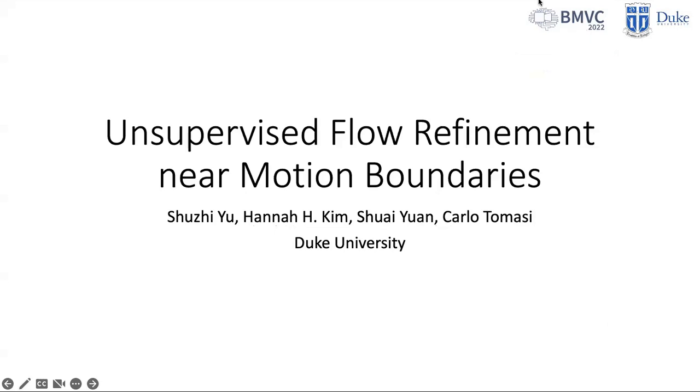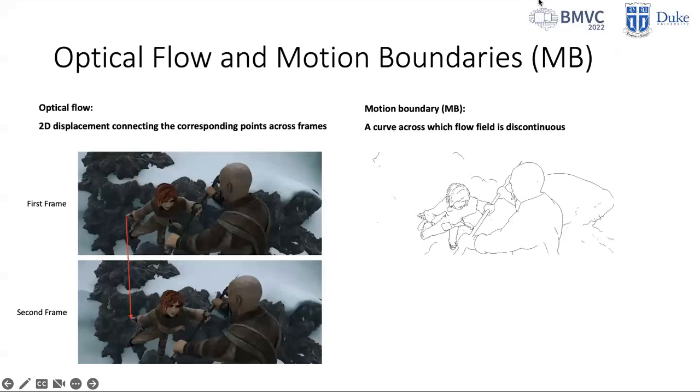Thank you for coming to my presentation of our paper, Unsupervised Flow Refinement Near Motion Boundaries. The optical flow of a point in the first frame is a 2D displacement vector pointing to the location of the same point in the second frame. As shown in the left example, the optical flow connects the location of the same point on a finger across two frames. A motion boundary is a curve on the flow field, across which the flow field is discontinuous. The right figure shows the motion boundaries on the motion field of the left example.